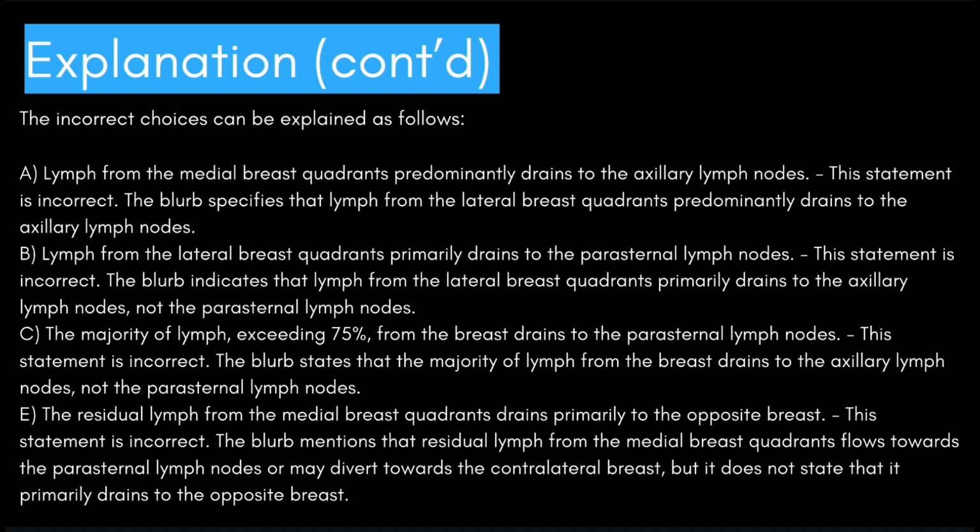The majority of lymph, exceeding 75% from the breast, drains to the peristernal lymph nodes. This statement is incorrect. The blurb states that the majority of lymph from the breast drains to the axillary lymph nodes, not the peristernal lymph nodes. The residual lymph from the medial breast quadrants drains primarily to the opposite breast. This statement is incorrect. The blurb mentions that residual lymph from the medial breast quadrants flows towards the peristernal lymph nodes or may divert towards the contralateral breast, but it does not state that it primarily drains to the opposite breast. Let's go ahead and move on to the next question.